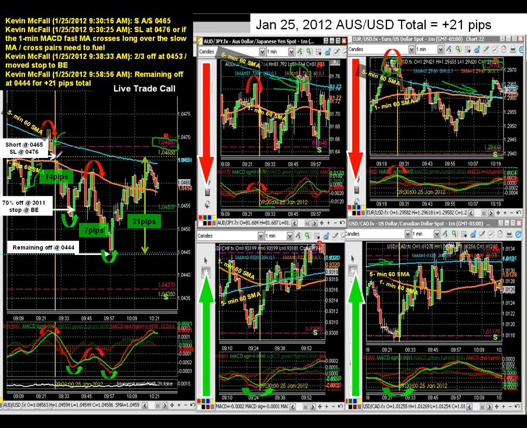So we have resistance being tested on Aussie dollar, resistance being tested on euro dollar, and we have supports being tested. Support on the dollar Swiss, support being tested right here. You can see we're starting to turn back up with the MACD lines, and support being tested on the dollar CAD. Same thing. Looks like that's going to be support being tested.